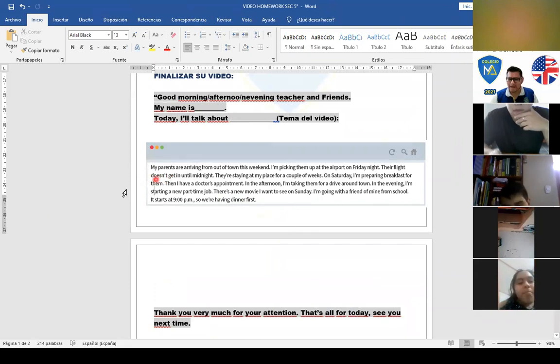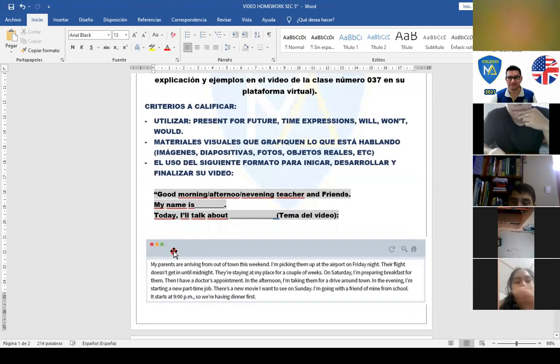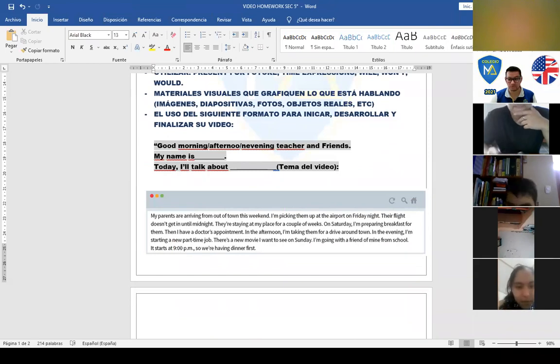Dice, aquí nosotros hemos hablado o hemos utilizado el presente para hablar de planes futuros, ¿no? Por ejemplo, lo que iba a hacer este fin de semana. Dice, my parents are arriving from out of town this weekend, ¿no? Ahí está, presente continuo para hablar de un plan a futuro, ¿no? Que mis papás estarán llegando, ¿no? I'm picking them up, ¿ve? Los estaré recogiendo, los recogeré del aeropuerto. ¿Cuándo? On Friday night. Expresiones de tiempo, ¿no? This weekend, on Friday night, ¿no?